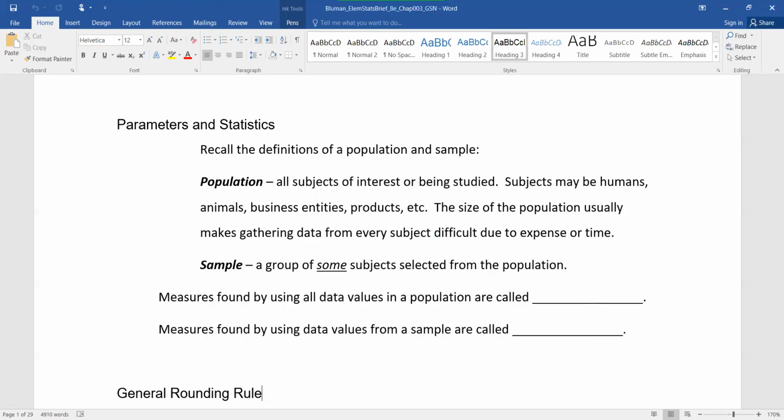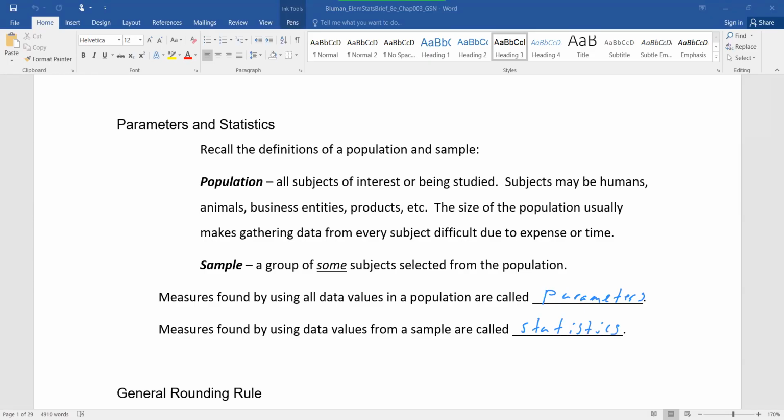All right, anyways. So some parameters and statistics. Recall the definitions of a population and sample. A population is all subjects involved. A sample is only a part of the subjects involved, or what they like to say, some. Measures found by using all data values in a population are called parameters. Measures found by using data values from a sample are called statistics.